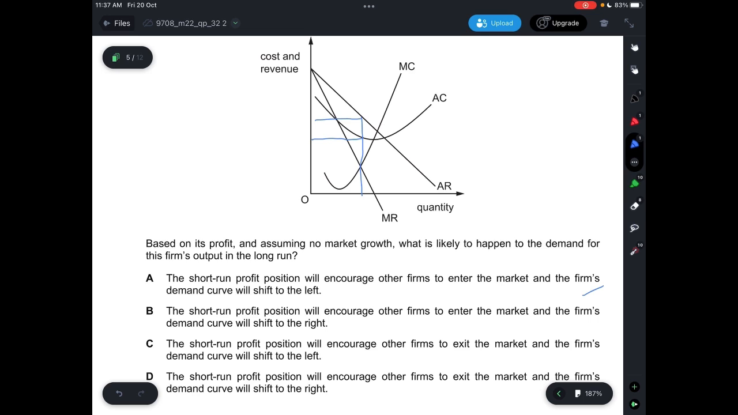B, it says demand curve will shift to the right, so that's wrong, because this is only talking about the firm's demand curve and not the overall demand curve. C, the short-run profit position will encourage other firms to exit the market, which is incorrect. We're already at the point where you can maximize profit and earn supernormal profits, so there's no reason for the firms to exit the market. So C and D are wrong, so answer is A.